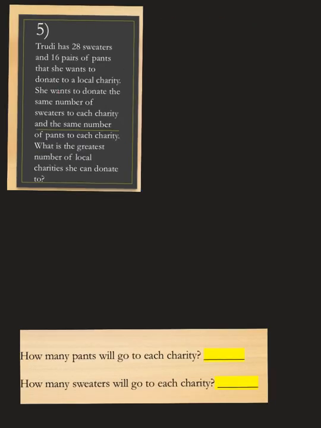All right, number 5 says, Trudy has 28 sweaters and 16 pairs of pants that she wants to donate to a local charity. She wants to donate the same number of sweaters to each charity and the same number of pants to each charity. What is the greatest number of local charities she can donate to? So for this problem, we should highlight the word greatest as our key word, and greatest means we need to find our GCF, our greatest common factor.